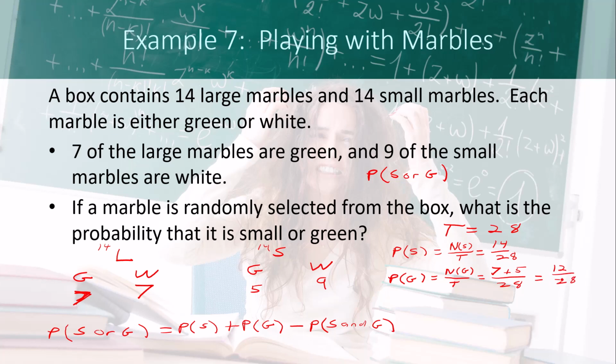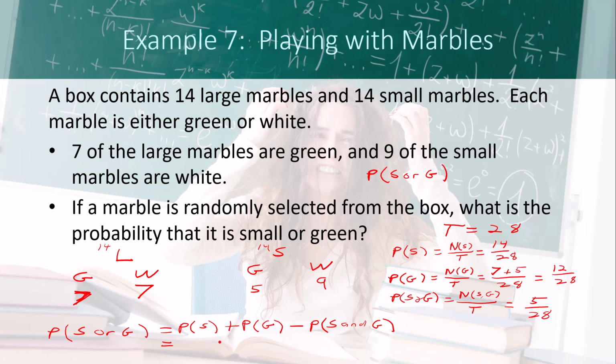And then finally, the probability of drawing a small and green marble is going to be equal to the number of marbles that are small and green divided by the total. And the number of marbles that are small and green is 5, so 5 divided by 28. Let's put these together.